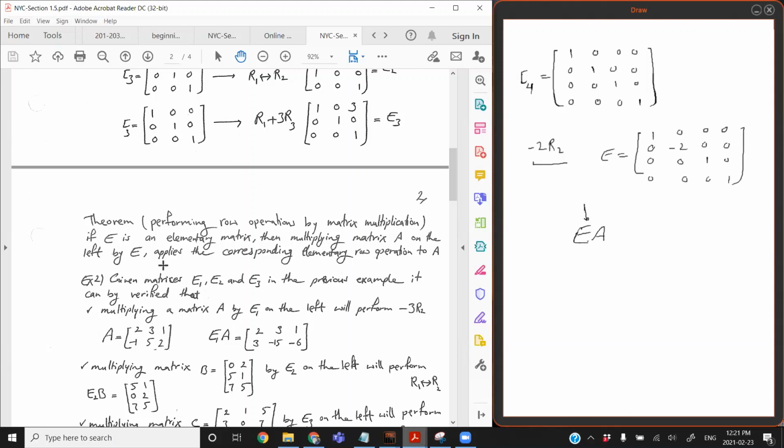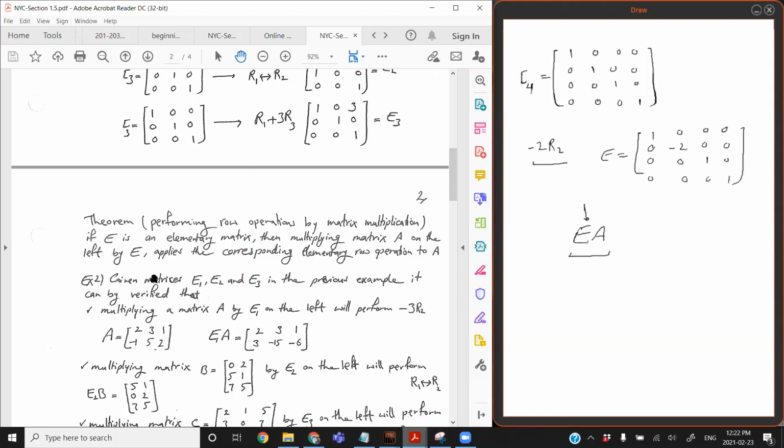Yes. The theorem establishes the relationship between performing a row operation, that is doing any of those three row operations, and matrix multiplication. So what does the theorem say? It says that if you have an elementary matrix E, and then you multiply A by E from the left, that is, you perform this, you multiply A by E on the left, then it's as if you are performing the corresponding row operation on A.